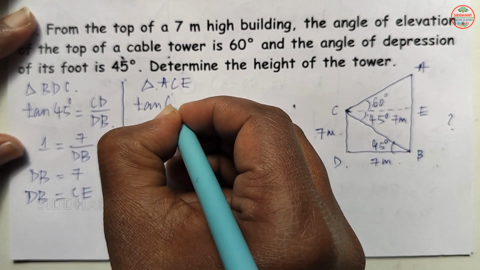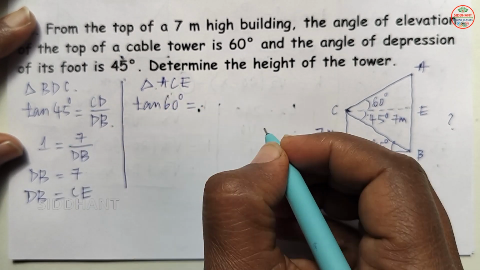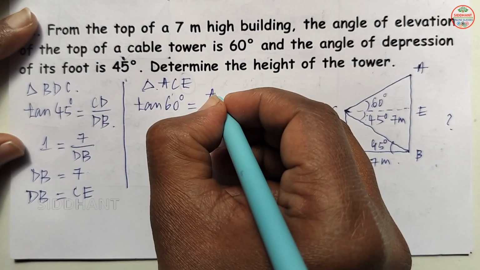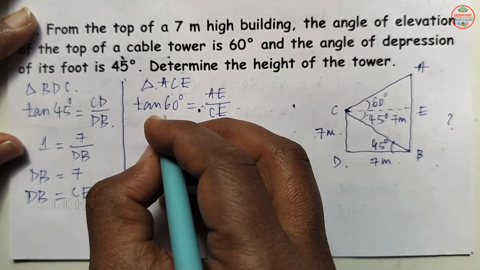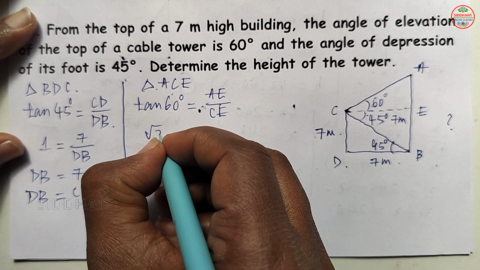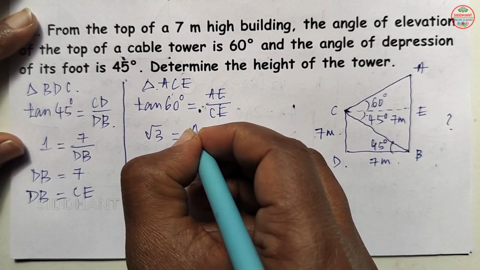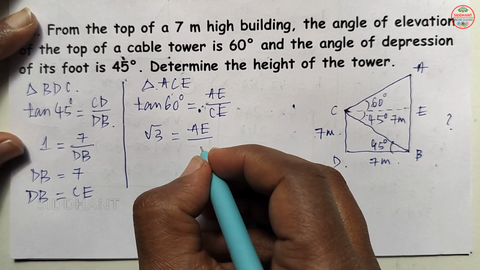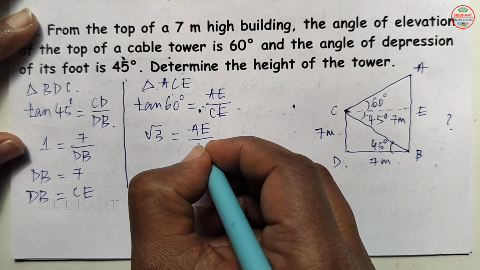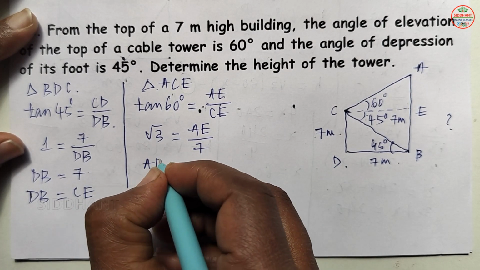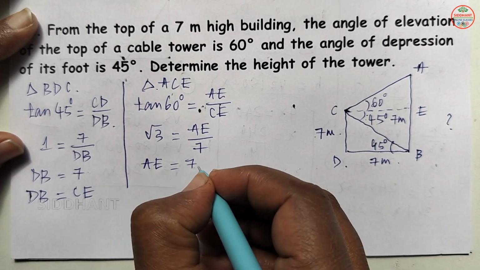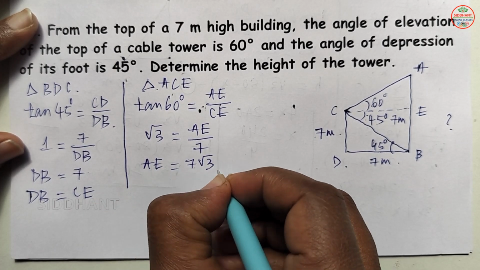So tan 60 we are taking, which is AE by CE here. Tan 60 is root 3 here. AE we are going to find out, and CE we found out, which is 7 here. So AE is equal to 7 root 3 here.